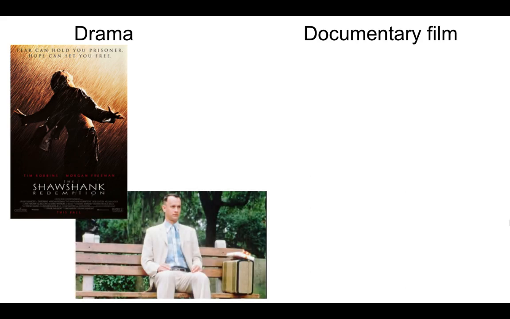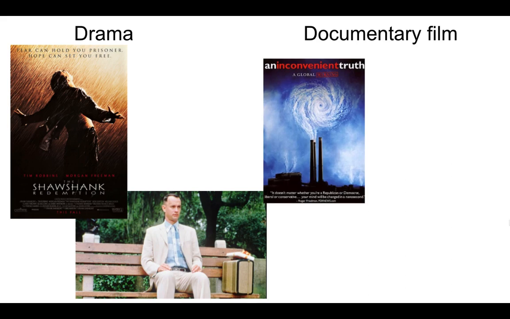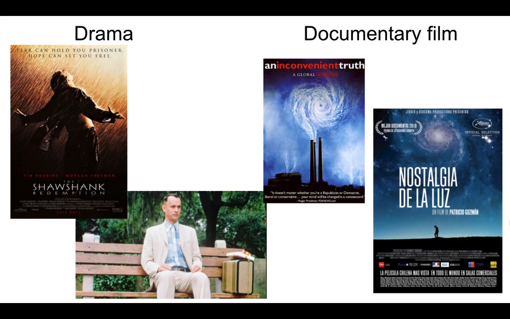Next one's a drama and documentary. So a drama could be like The Shawshank Redemption. This one, Forrest Gump. I'm sure you know this film. And documentary films, well, you know, a documentary is a factual film about real events. So this is a famous one, An Inconvenient Truth, about global warming. Or this is a famous documentary from Chile, Nostalgia de la Luz.